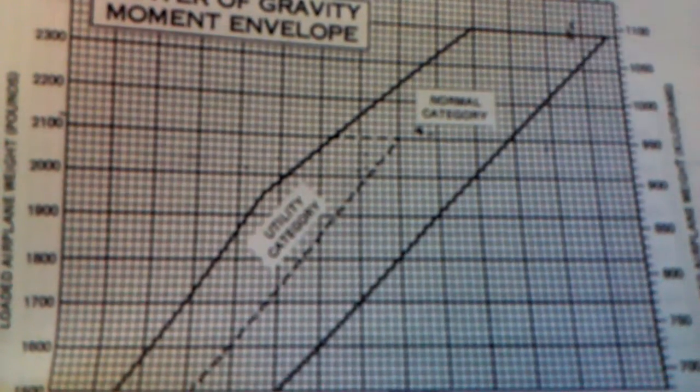The top part is weight. The left and right is balance. So we're within weight and we are within balance. We can't put a single pound more on the airplane, but we are within weight and balance. The airplane is not overweight and it's not out of balance based on that chart.